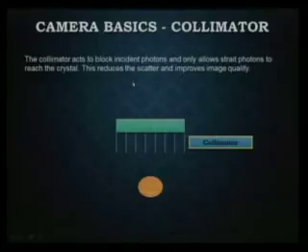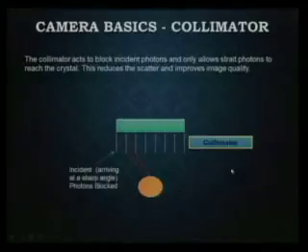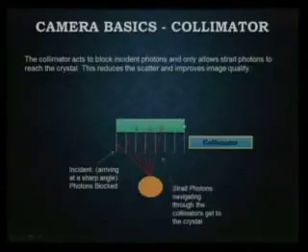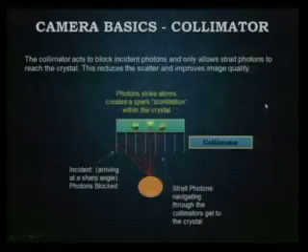So what does the collimator do? The collimator will block any incident photons arriving at a sharp angle so that you will see only true photons coming straight to the camera. That helps to clarify the image a lot better.